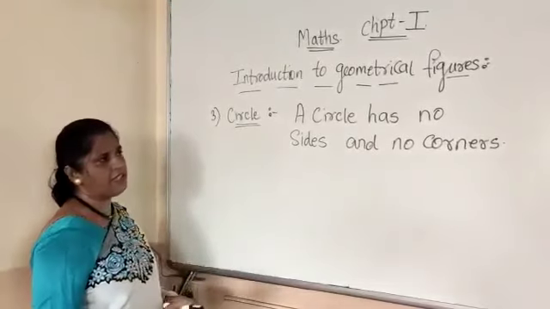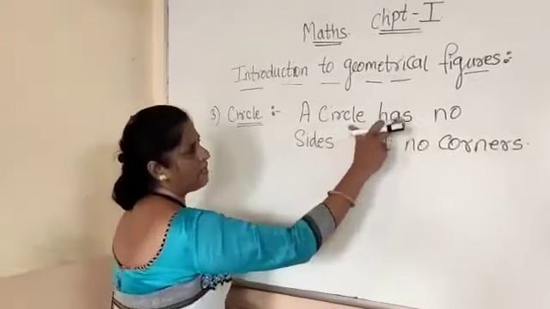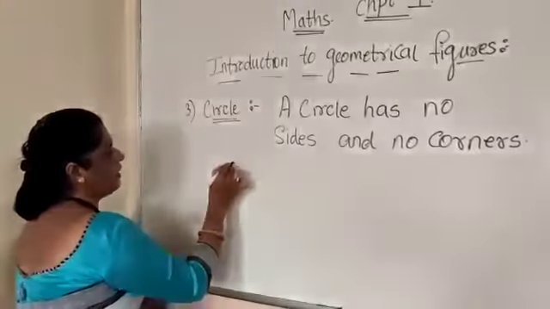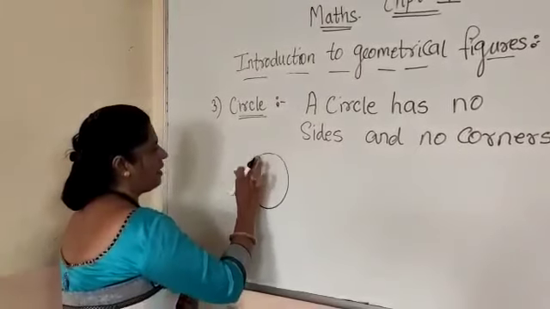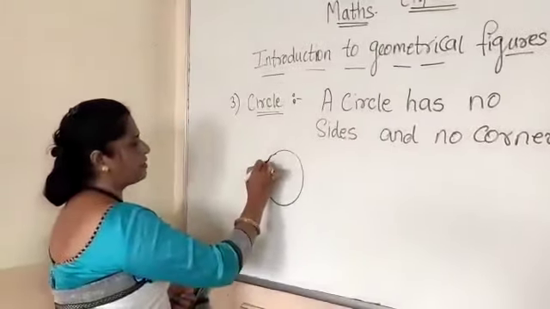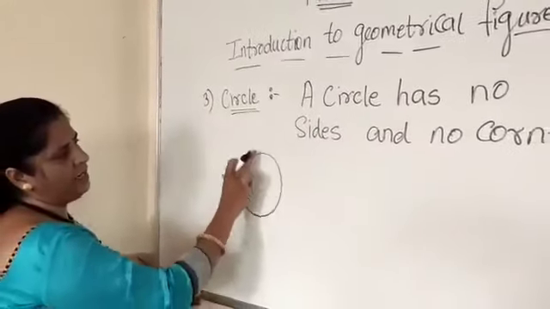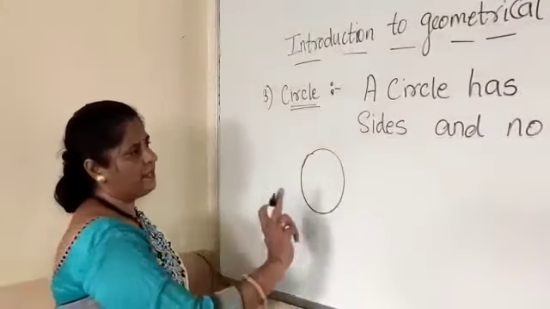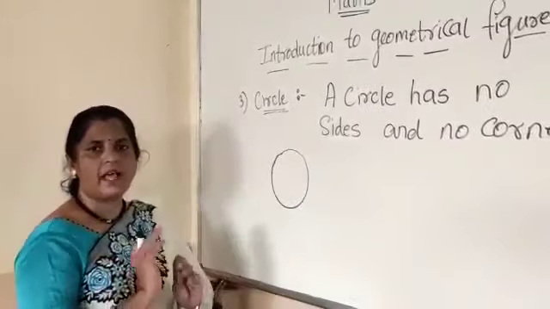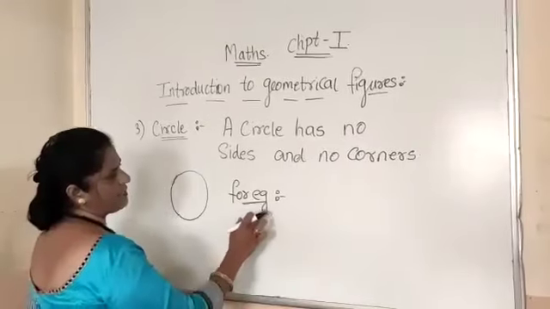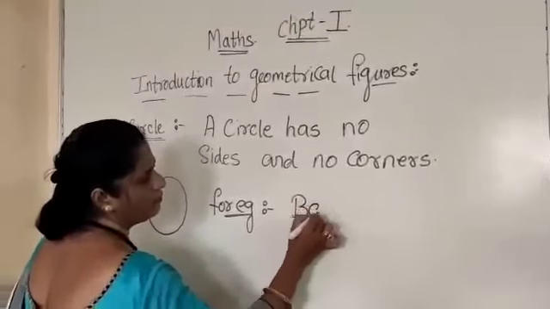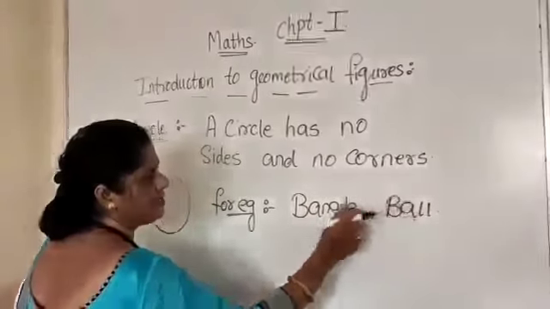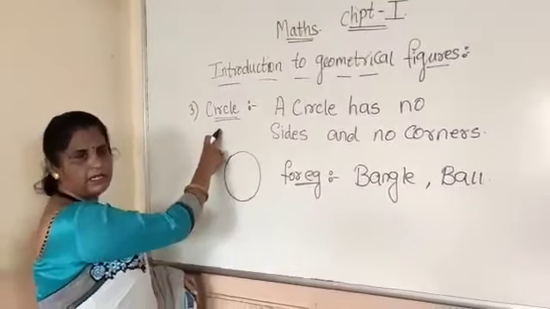Now students, what is circle? A circle has no sides and no corners. See students, can you see any side? Can you see any corner? No. A circle has no sides and no corners. For example, bangle, ball. These two are the example of a circle.